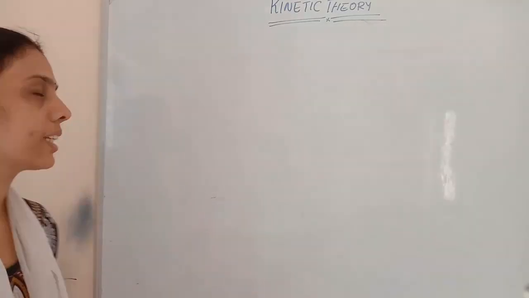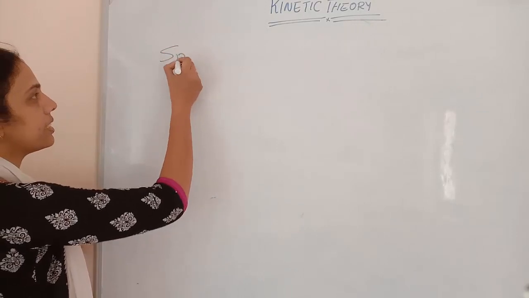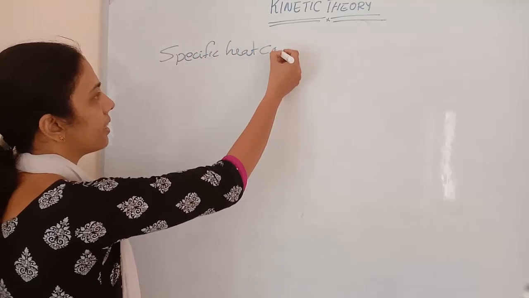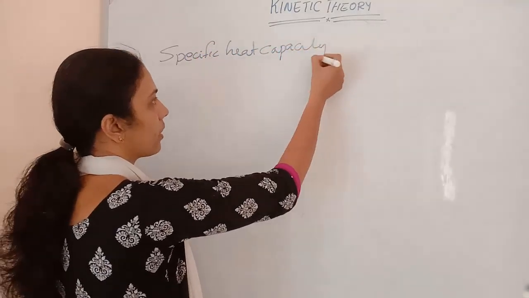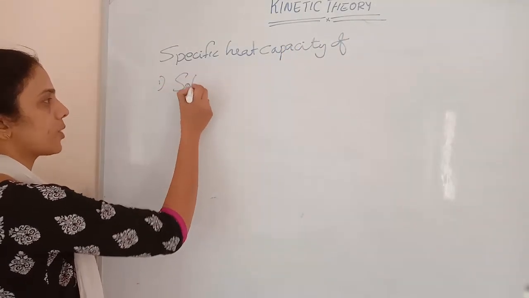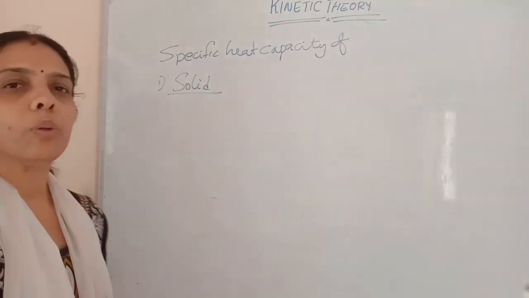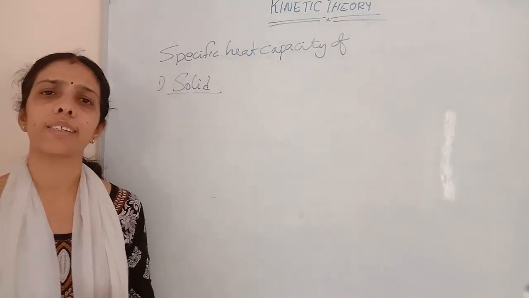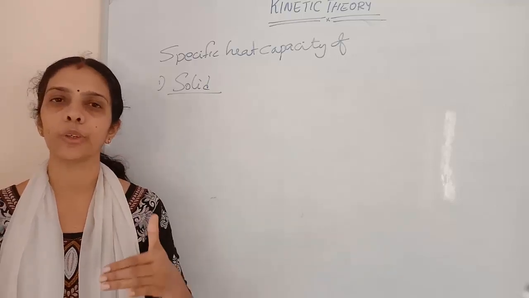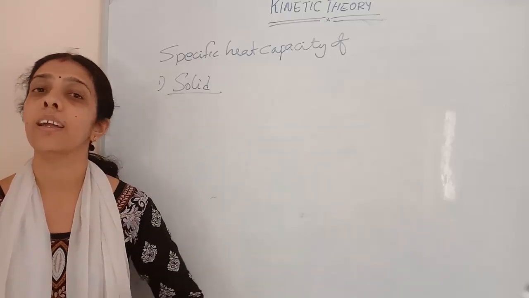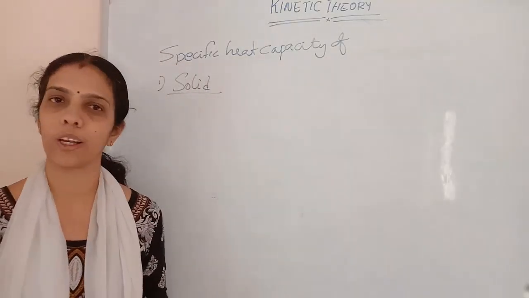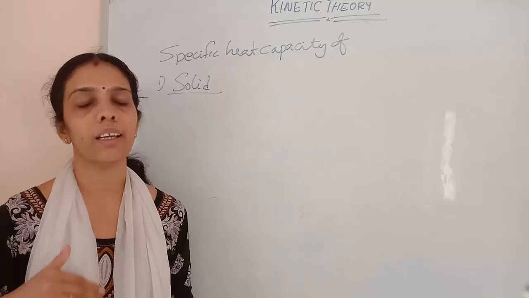First we will consider specific heat capacity of solid. So what is the degree of freedom of a solid? While considering the specific heat capacity, as we considered in the last video, first we should consider the degree of freedom, isn't it? It will be having 3 degrees of freedom in a solid. Okay, 3-dimensional way it can move.